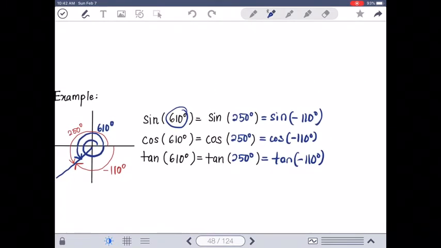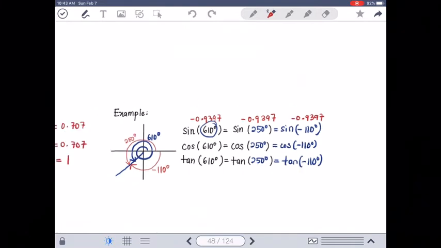Okay, let's check by using our calculator. Sine 610 is negative 0.9397. Sine 250, the same, negative 0.9397. Sine negative 110 is also the same, negative 0.9397.